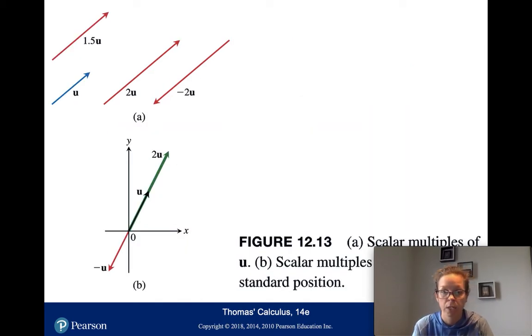For a scalar multiple, at the top there, it shows u is the original, the blue one. If we multiply by 1.5, same direction, but 1.5 times as long. Or if we multiply by 2, same direction, but 2 times as long. Now if we multiply by -2, it's the same angle direction, but it reverses the direction and doubles the length as well. So multiplying by a positive scalar only changes the magnitude. Multiplying by a negative scalar changes the magnitude and reverses the direction.